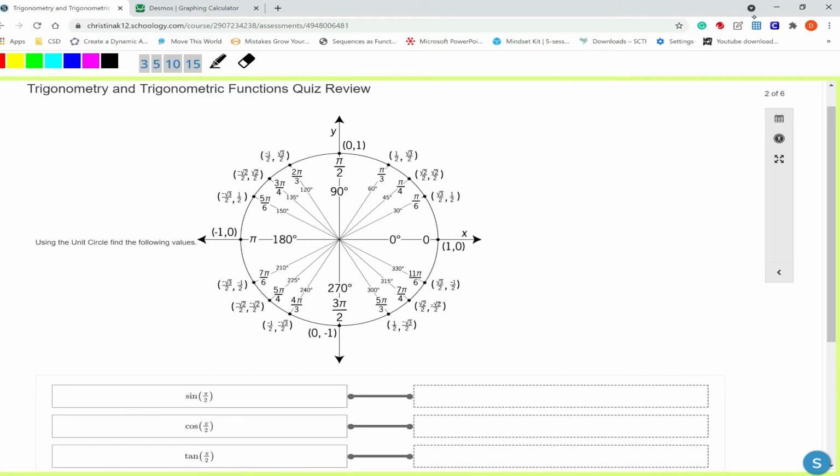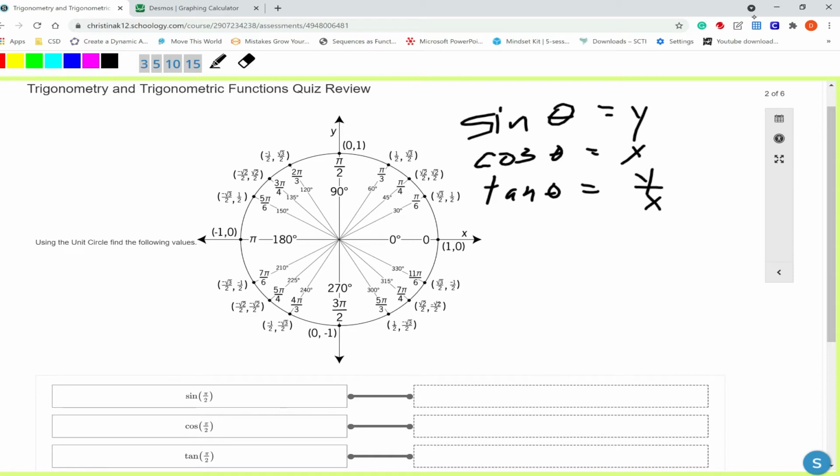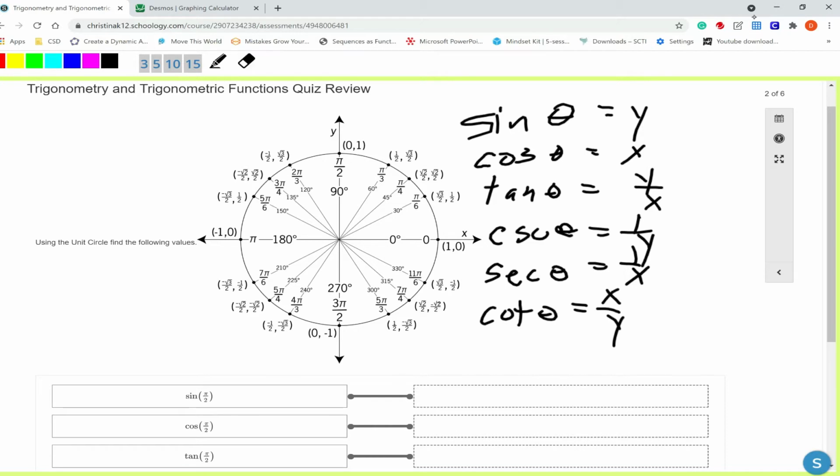Sine of any value is just going to be your y. Cosine of theta is just going to be the x value. Tangent of any value is just going to be y over x. Cosecant of theta is going to be 1 over y, or the reciprocal of y. Secant of any value is just going to be 1 over x, the reciprocal of x. And cotangent of theta is just going to be x over y.